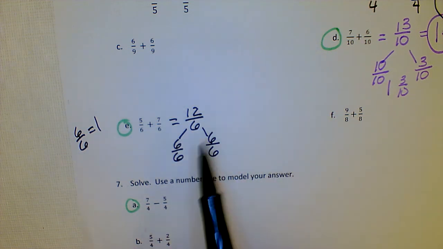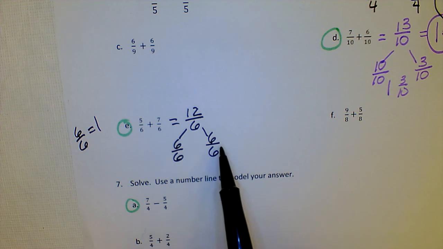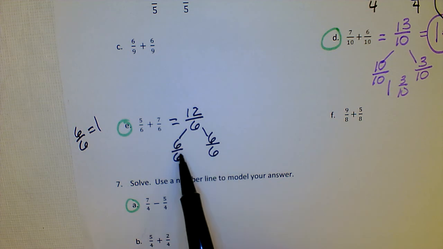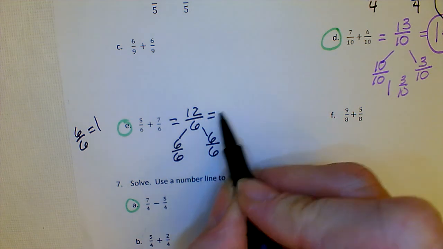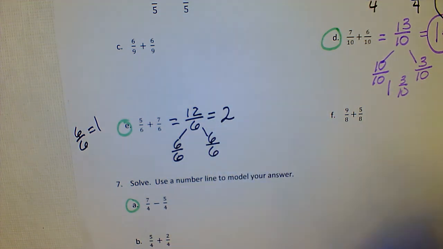Well, what do you notice? I have a whole here and I have a whole here. This is equal to 1, and this is equal to 1, and 1 plus 1 is equal to 2. So now we know that that's actually just equal to 2. So I am going to let you guys do C and F on your own.